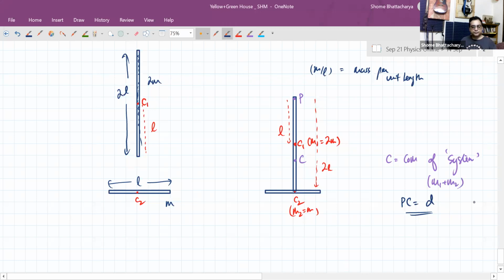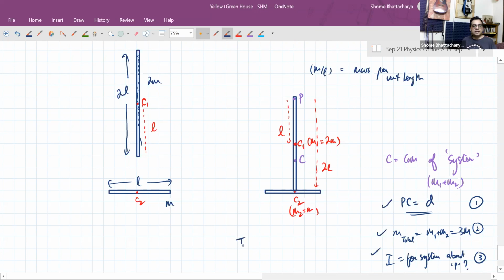Okay. So that's one thing you do. And the second thing is that in the formula of moment of inertia, replace M. So that will be 3 times the mass of this thing. And third thing is find the moment of inertia for the system about the point P, about the axis at the point P. So you need these 3 things, because your time period will become 2 pi under root I divided by M. But remember, M is the total mass. So here it's not small m, it's going to be 3 times M.